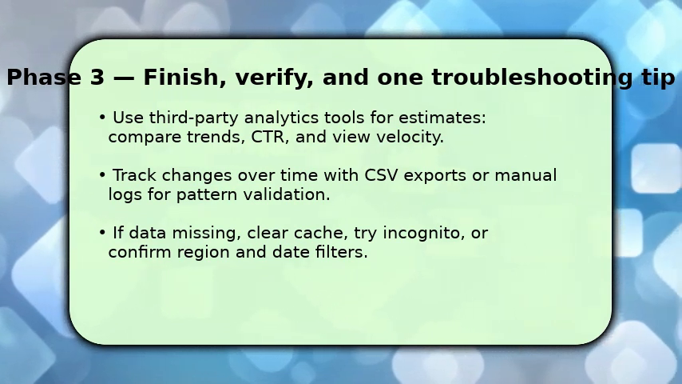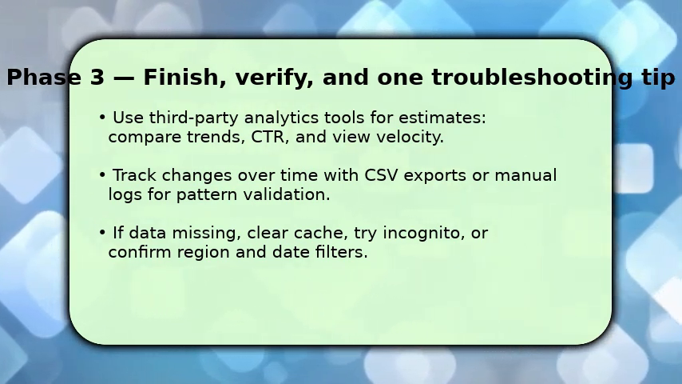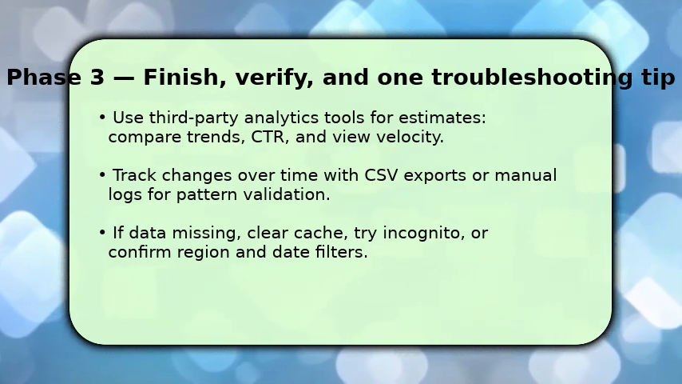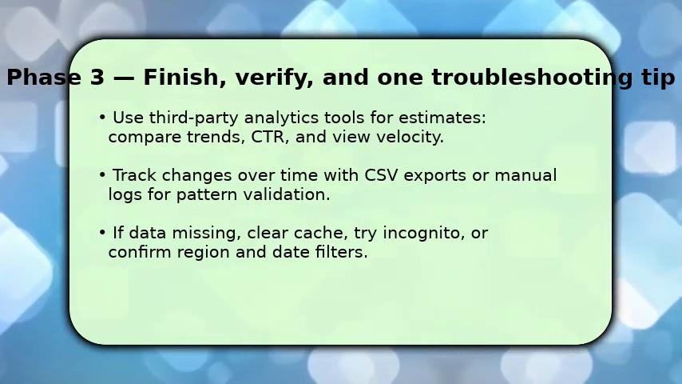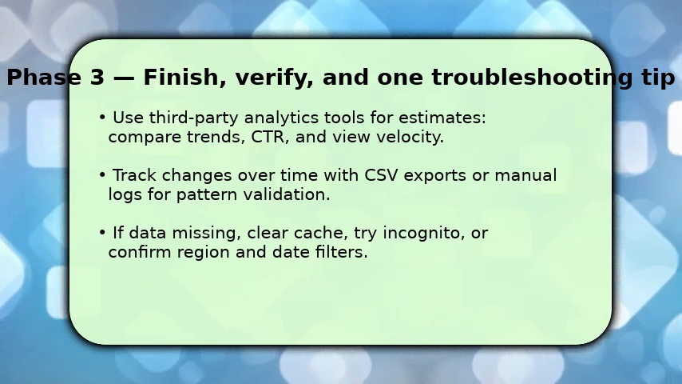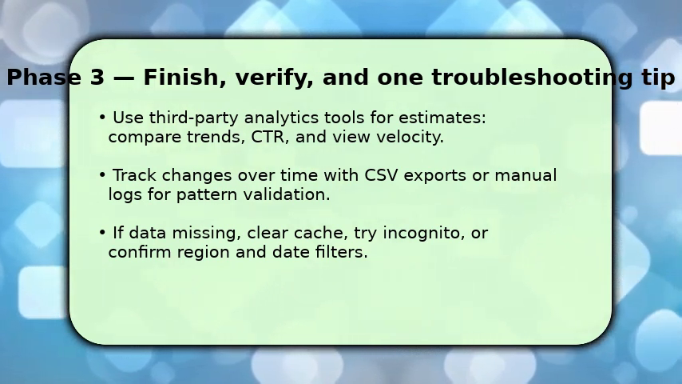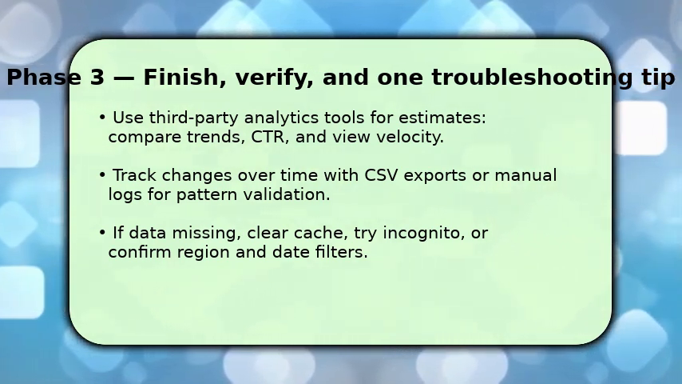If a metric seems wrong, troubleshoot. Clear cache, retry in incognito, and check region or date filters because those often hide videos or skew counts. Finally, synthesize findings into a few actionable changes you can test.